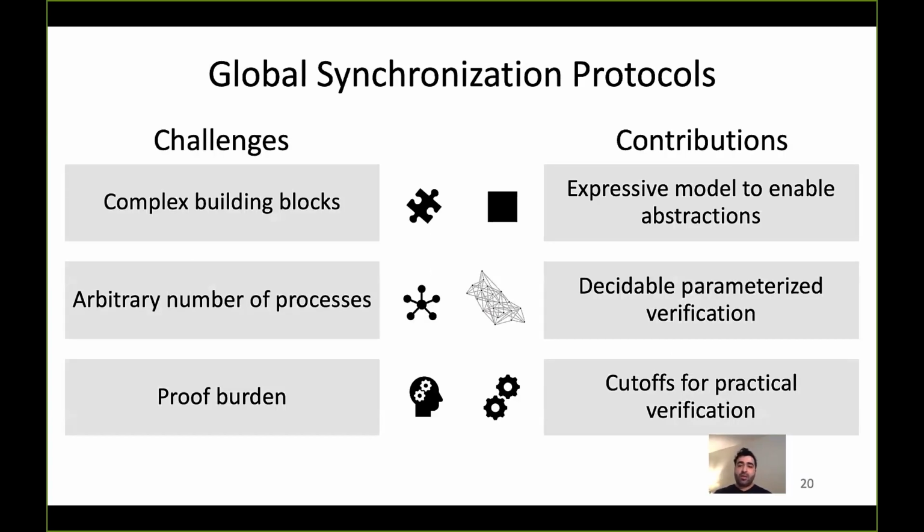To conclude, in this talk, I presented the Global Synchronization Protocols, which is a new model that aims to address some of the common challenges when trying to build correct distributed systems. And we do that by introducing an expressive model that can enable abstractions and showing that the parameterized verification problem is in fact decidable for a large class of systems in the GSP model. And finally, provide cutoff results that enables the verification problem to be practical.